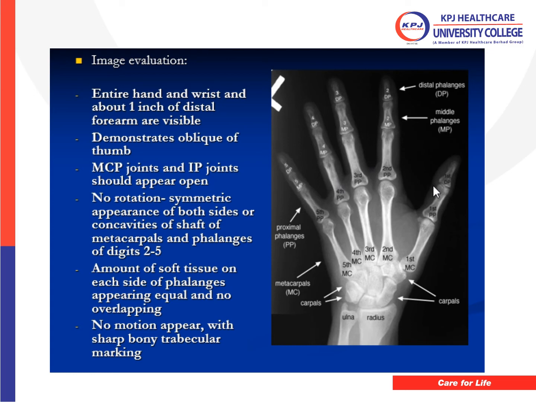You can see the thumb obliquely here compared to the others. The MCP joint, metacarpophalangeal joint, and IP joint should be open. No rotation, with a symmetric appearance of both sides or concavities. The amount of soft tissue on each side of the phalanges appears equal, and no motion appears. You can see the sharp trabecular markings here.